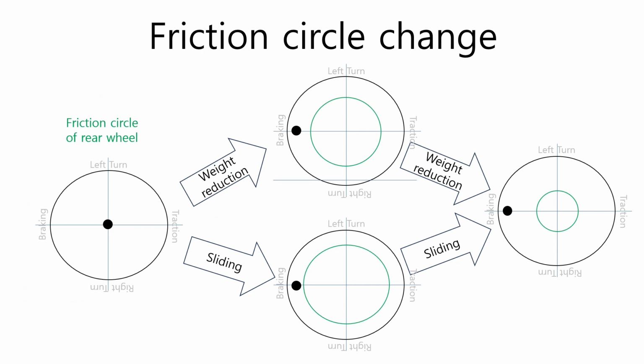Let's review the changes in the friction circle discussed in the previous video. The friction circle is not fixed and continuously changes depending on driving conditions. When you brake while going straight, the normal load on the rear wheel decreases, so the friction circle on the rear wheel decreases. If the braking force is excessively large, the wheel locks and sliding occurs, the friction circle also decreases correspondingly. The final friction circle is the combination of these two results, resulting in a smaller friction circle, as shown in the figure on the right.